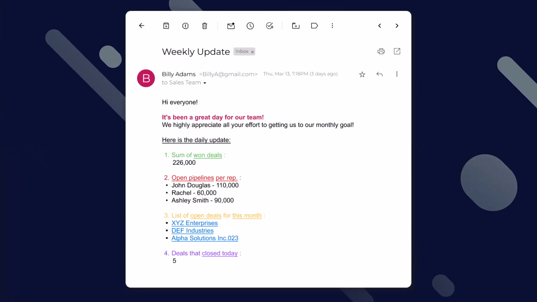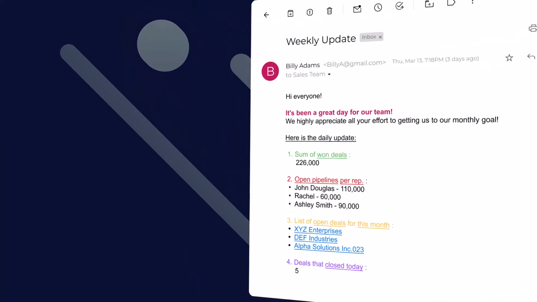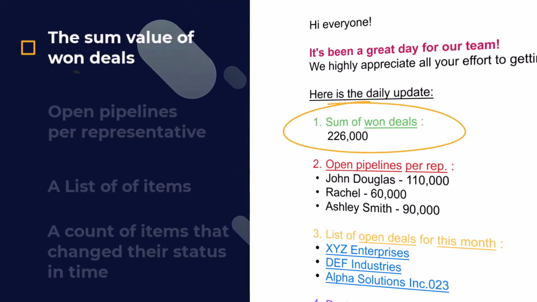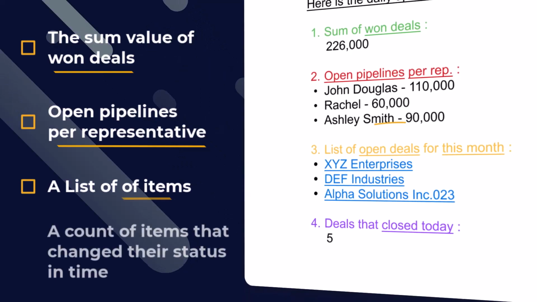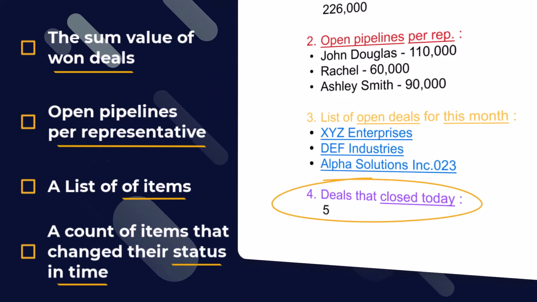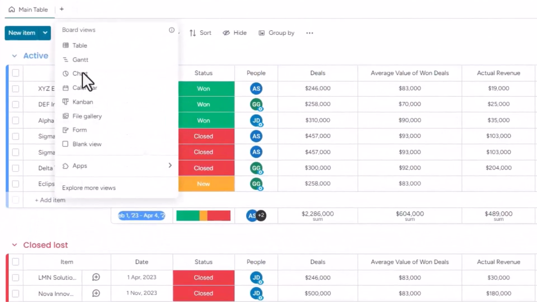So let's say I'm in sales and I want to see these 4 different insights. A sum value filtered by status of the items and date, a breakdown by people on the team, a list of items, and a count of items that change their status in time. Let's see how we generate this email report with insights.